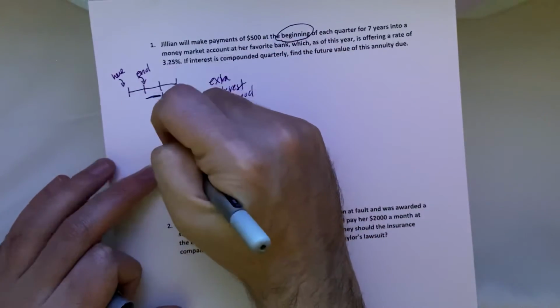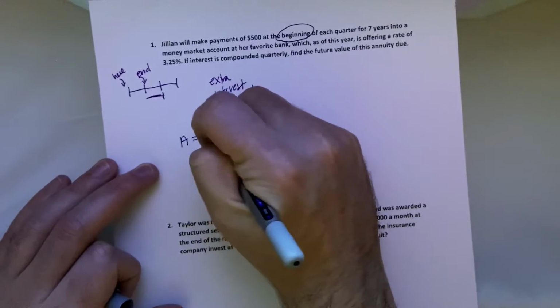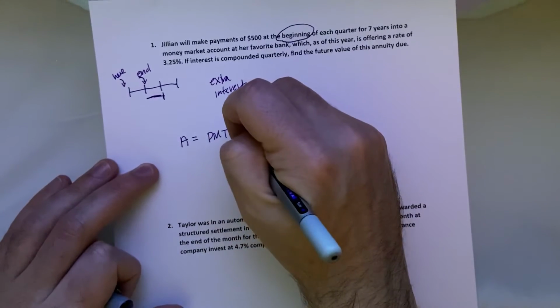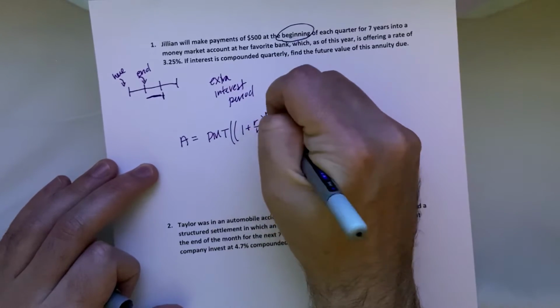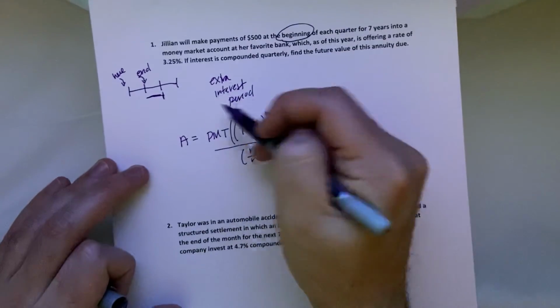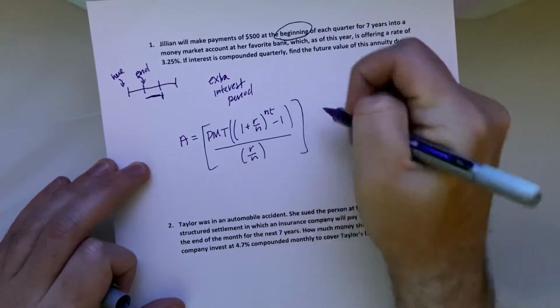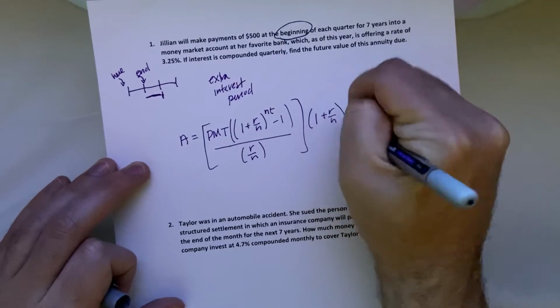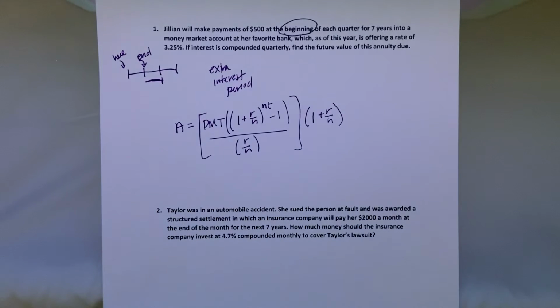Normally, our formula for an annuity is A equals payment times (1 plus r over n) to the nt, minus 1, over r over n. The only difference is you have an extra period of interest for all the payments. So this whole thing is multiplied by 1 plus r over n, which we just put at the beginning. So if you get one of these problems, you can just calculate the annuity normally and then multiply your answer by 1 plus r over n.